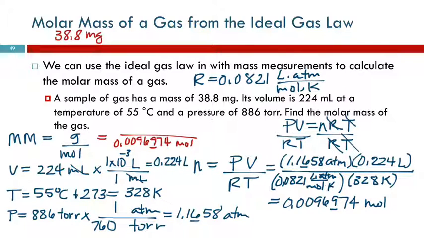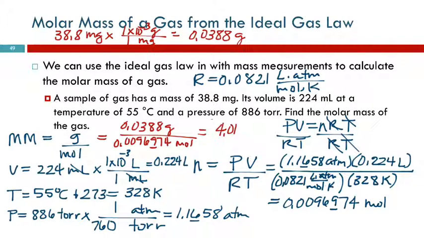38.8 milligrams. We're going to multiply by grams, divide by milligrams. 1 milligram is 1 times 10 to the minus third grams. And so this is going to be 0.0388 grams. 0.0388 divided by 0.009697 equals, with 3 sig figs, I'm getting 4.01 grams per mole.